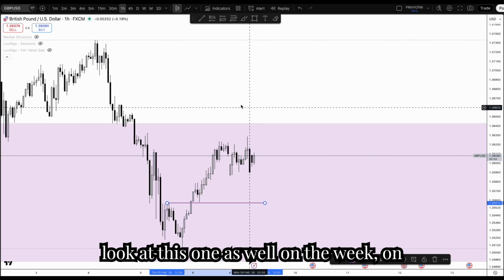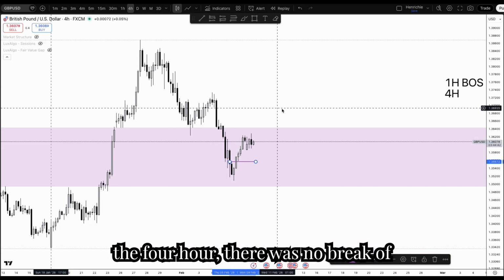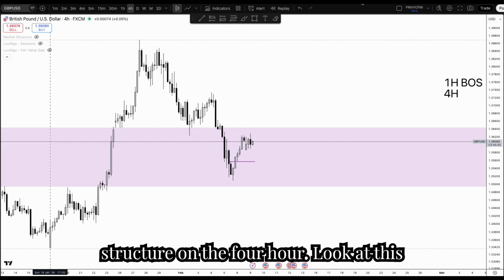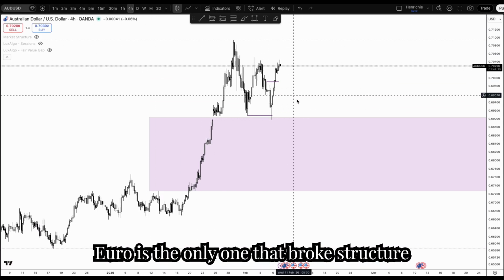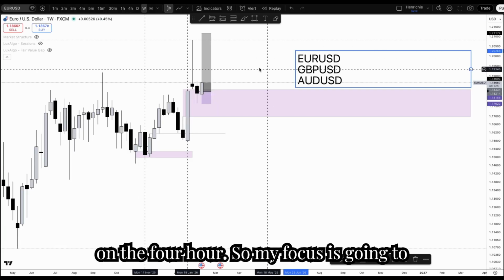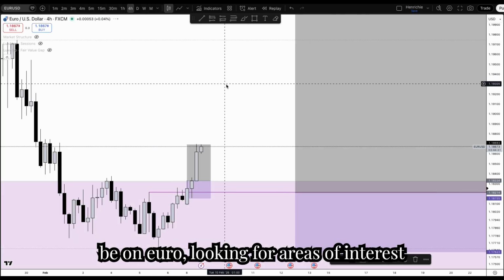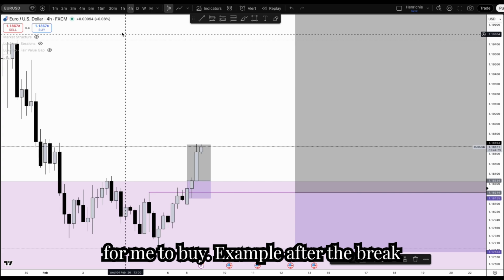Why? Because if you look at this one as well on the 4 hour, there was no break of structure on the 4 hour. Look at this one on the 4 hour as well. There was no break of structure on the 4 hour. Euro is the only one that broke structure on the 4 hour. So my focus is going to be on Euro, looking for areas of interest for me to buy.